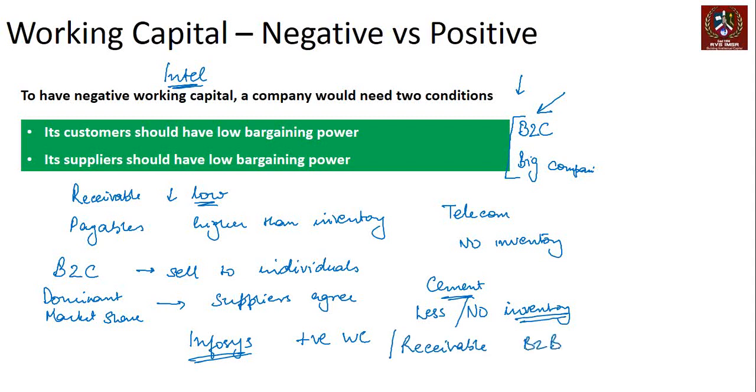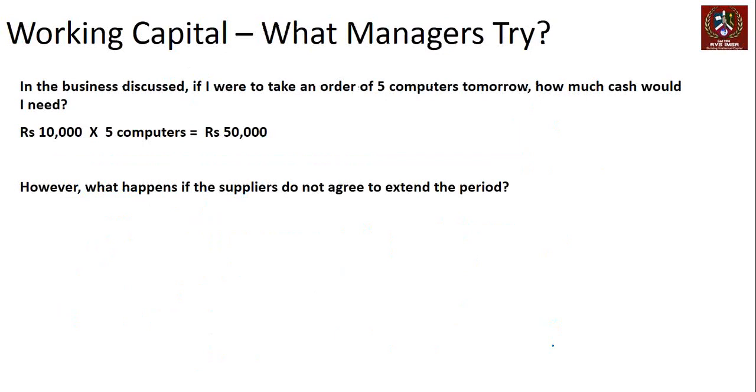So in some businesses, you will have working capital. In some businesses, you will have a chance of having negative working capital. Given a choice and given a chance, you would want a negative working capital, but that is not the entire story. What happens if you are in a business like Infosys, right? What happens if we are in our computer business, where I was having a working capital requirement of 10,000, right?